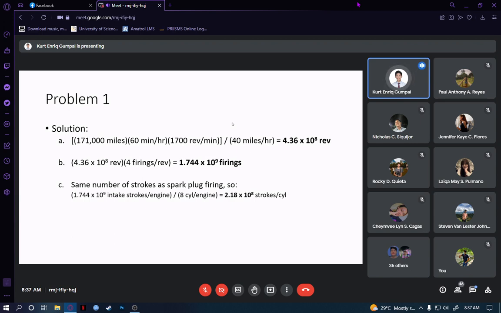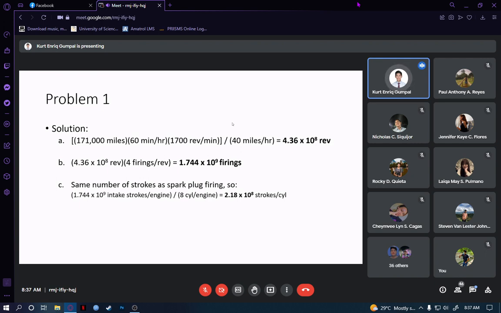Why? Because the question is per cylinder. Okay? However many firings there are, that is also the number of intake strokes, the number of exhaust strokes, and the number of compression strokes. So because your number of strokes is equivalent to your number of spark plug firings, it's straightforward. Okay? You just have to divide your number of firings by the number of cylinders present.